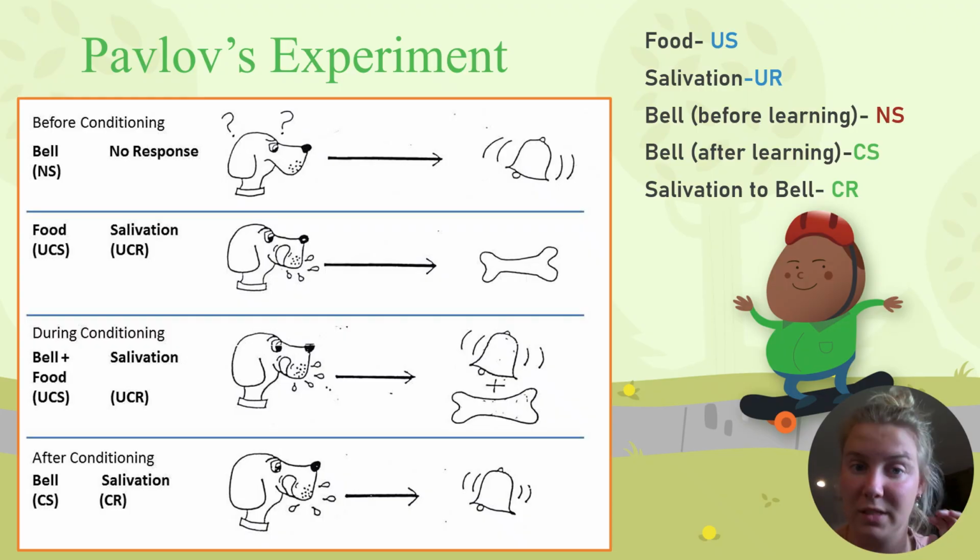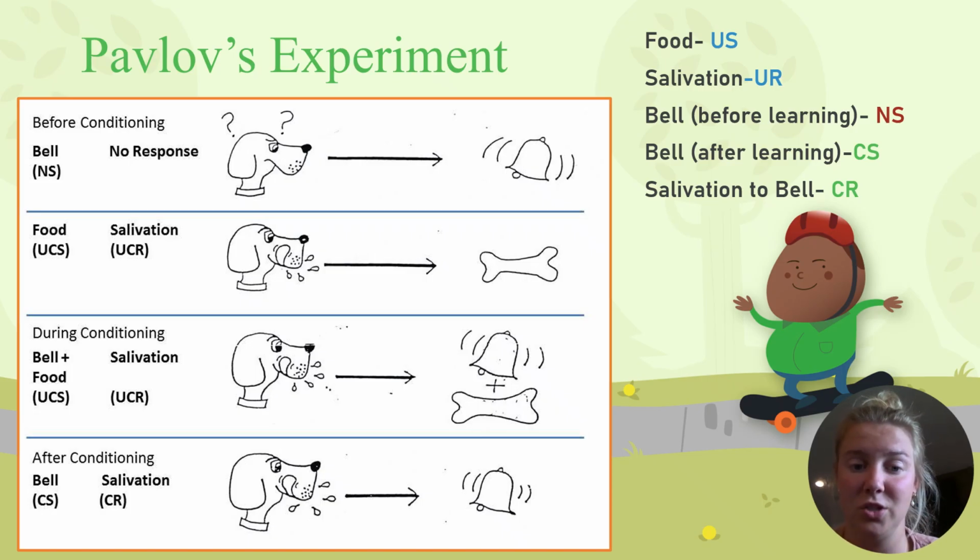At first, the bell did not cause a reaction in the dogs, so he called it a neutral stimulus. Then Pavlov would ring the bell before he gave the dogs any food. After repeating this many times, the dogs began to associate the bell with the food. Eventually, the bell alone would cause the dogs to salivate even if there was not food present. Because of this, we can call the bell a conditioned stimulus because it now triggers a learned response.